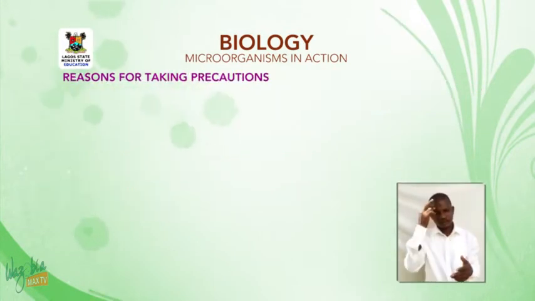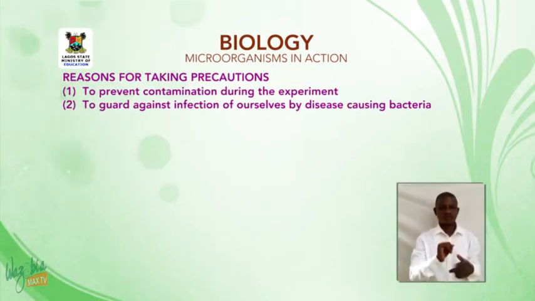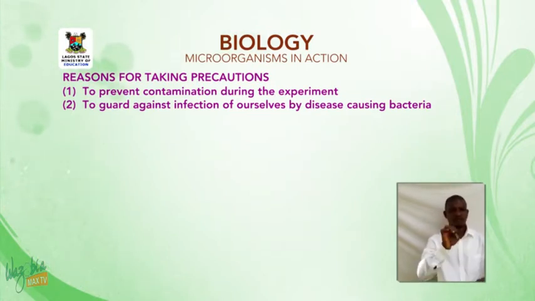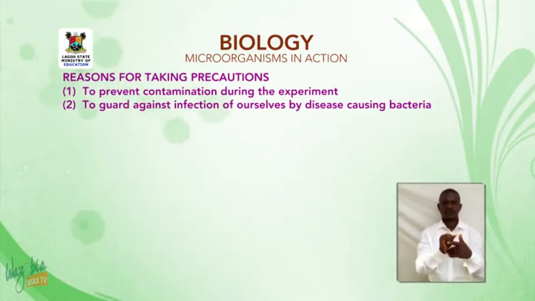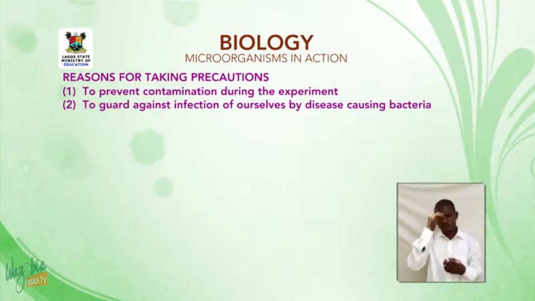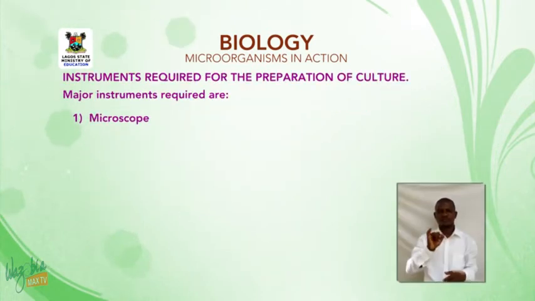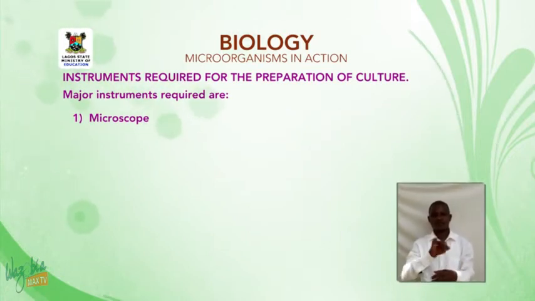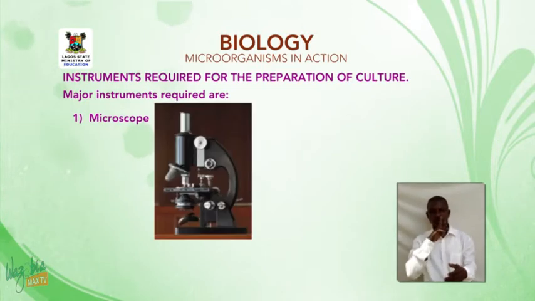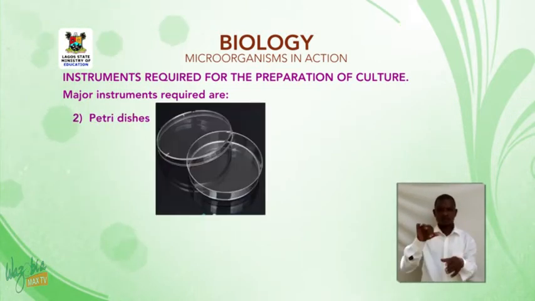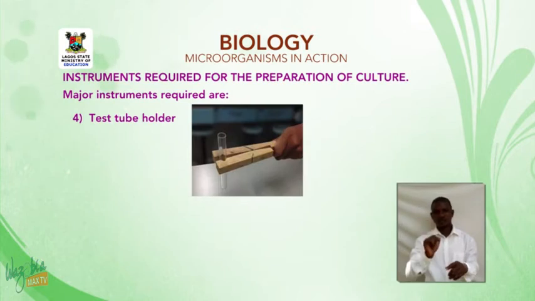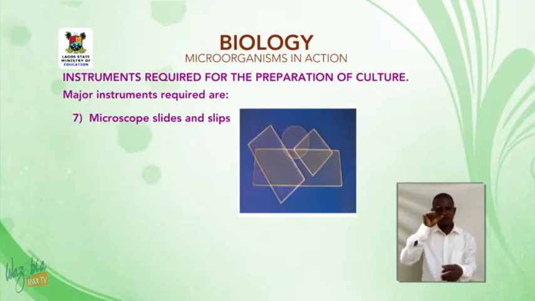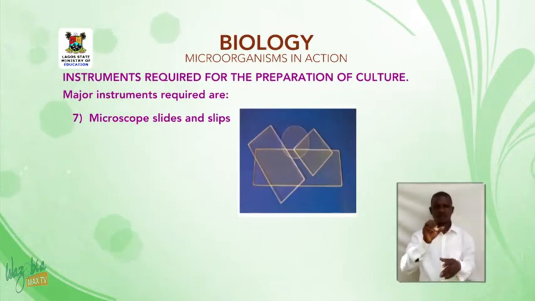Reasons for taking precautions. 1. To prevent contamination during the experiment. 2. To guard against infection of ourselves by disease-causing bacteria. Instruments required for the preparation of culture. Major instruments required are microscope, petri dishes, test tube holder, inoculating loop, hand lens, microscope slides, and slips.